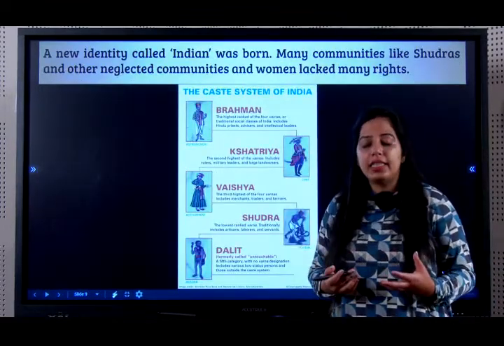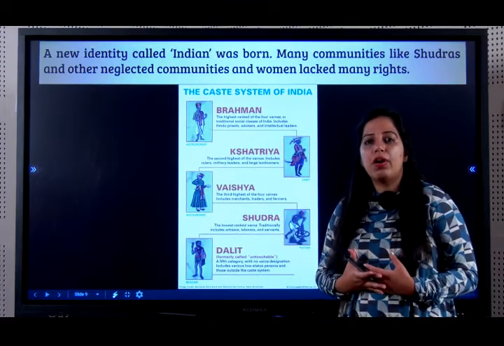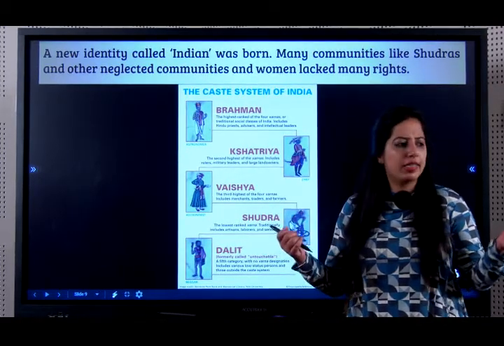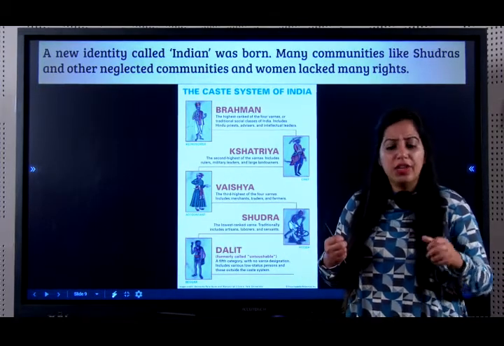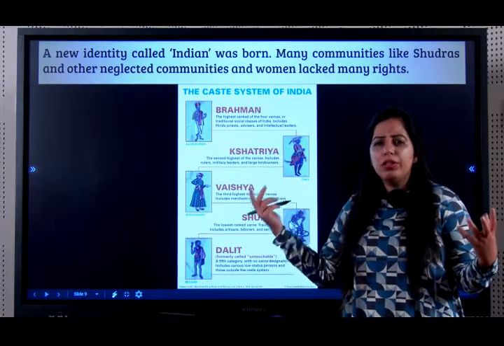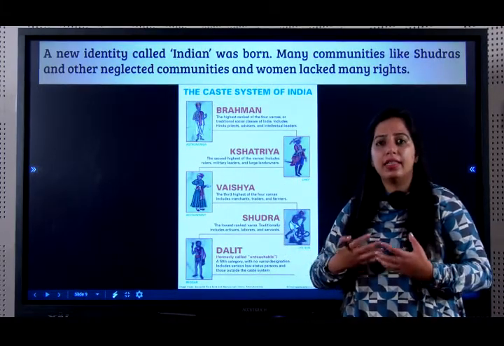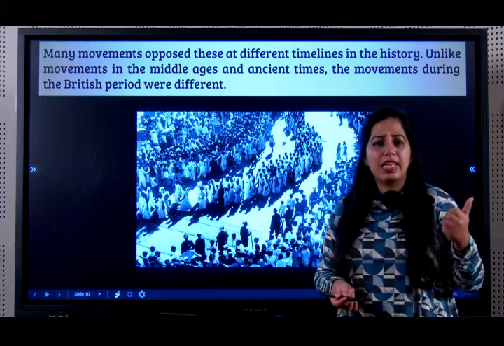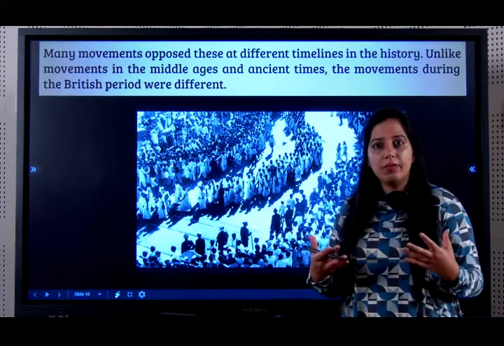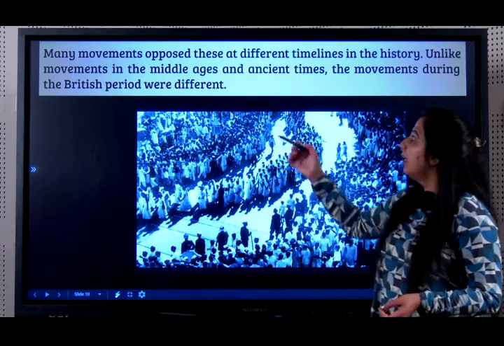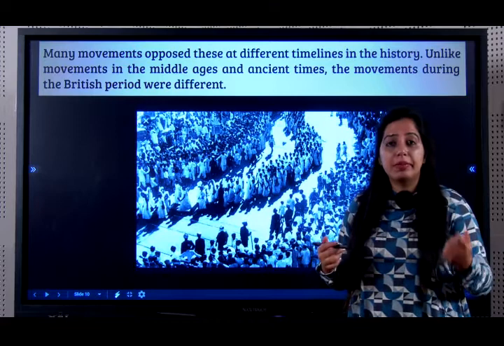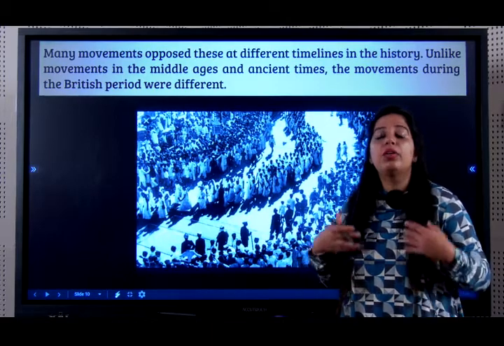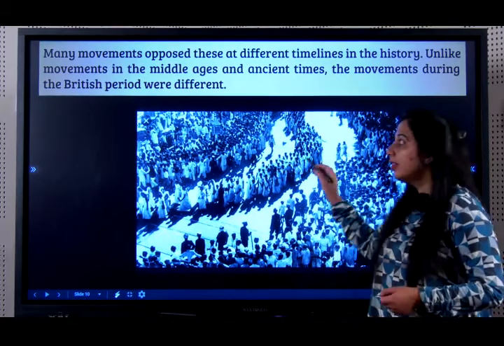So a new identity was born, called the Indian. The Indians started to look at themselves with a new identity of Indian instead of, oh, you're from the Maratha kingdom, oh, you're from the Carnatic, you're a Shudra, you're a Brahmin. They all wanted to now look at themselves with one identity, that we are Indians. Many people lacked rights before this, like Shudras, Dalits, women. So these reformers started looking at this more closely. Many movements opposed these in ancient and medieval times, but now in the 19th century, everyone was more united, more aware to come forward and participate in reforming the society.